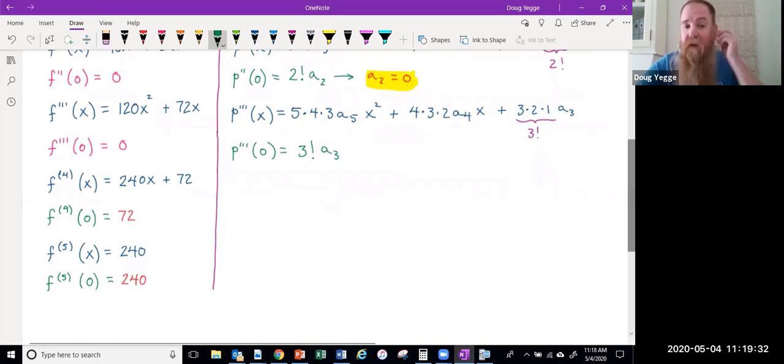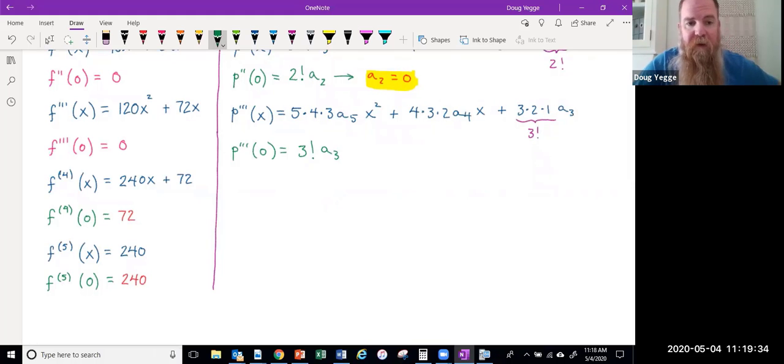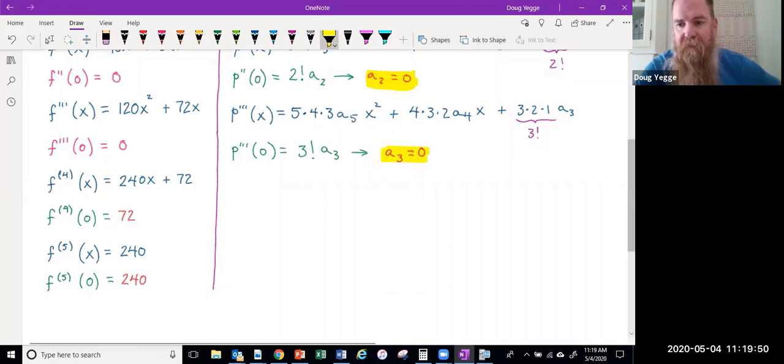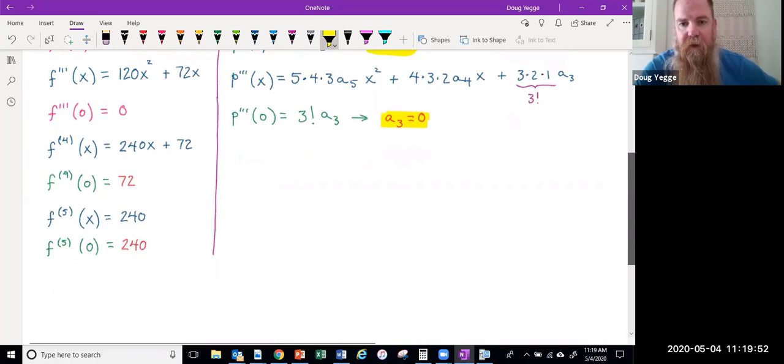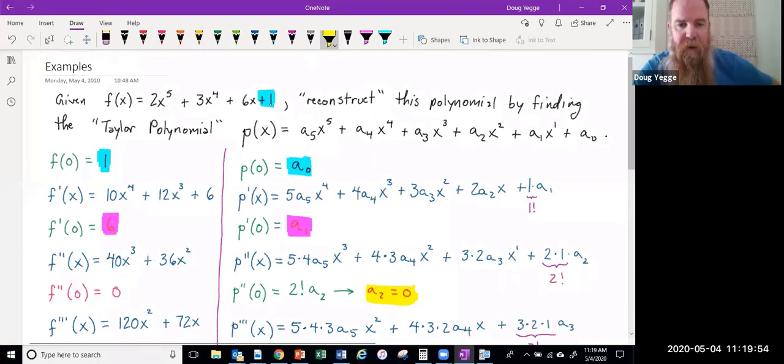So that must mean that if 3 factorial times a3 is equal to 0, then that must also imply that a3 equals 0. Which makes sense because I have no cubic term either. So that just means that I have 1 as my constant term, 6x as my linear term, no x squared, no x cubed, but apparently I'm going to get 3 for my next answer somehow.